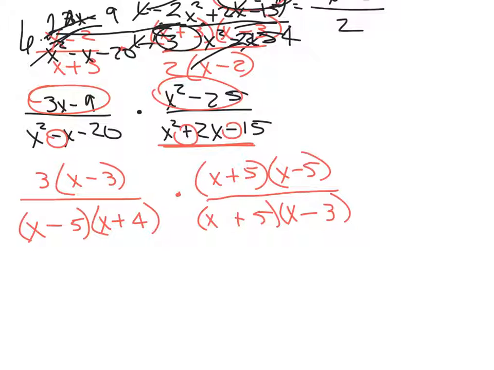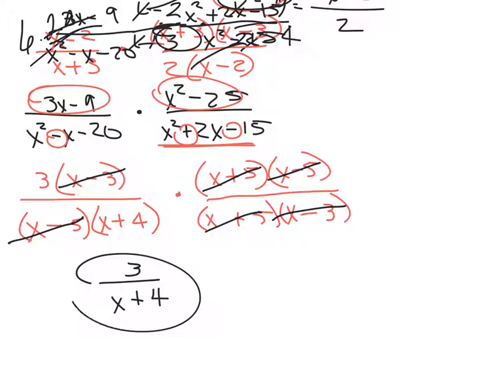Okay, I've simplified everything. Now I go through and do the easy part, and that is canceling. x minus 5, x minus 5, x plus 5, x plus 5, and I'm left with 3 over x plus 4. And life is good again, because that's a pretty easy answer. Okay, well, let's just keep moving here, and we will continue with the fourth example.